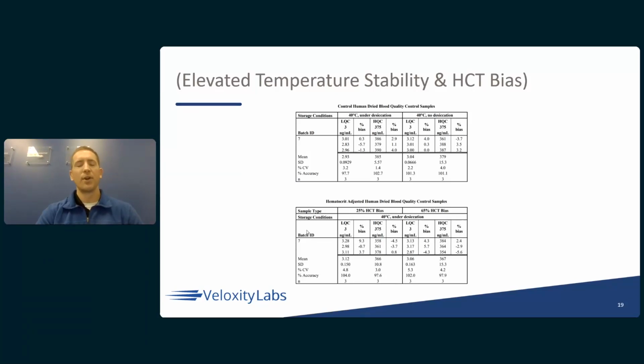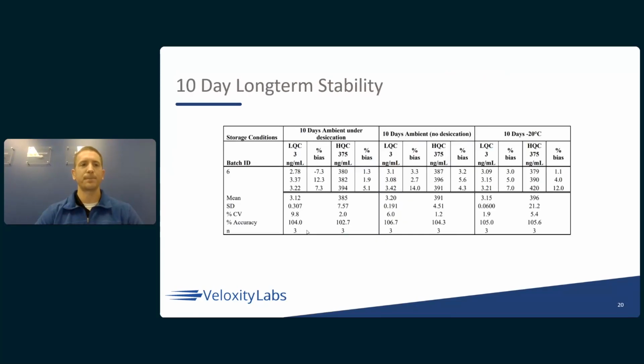You're going to be dealing with real world cases, not professionals always collecting the sample. So it's good to just pressure test some of these things. And then on the bottom is the same thing. This was a combination of, does the hematocrit bias and the elevated temperature in synergy affect any of this? And you can see by the accuracy that the molecule was stable even under the hematocrit bias, even with the elevated temperature stability.